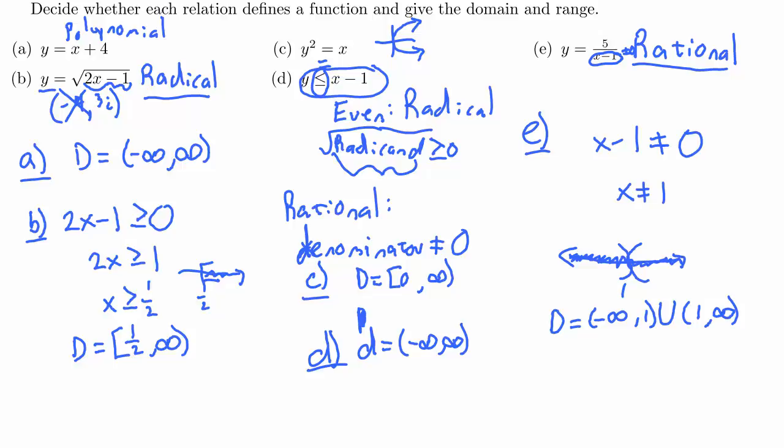I will talk about the range real quick. I'm not going to do much with the range because we'll come back to it later on. On A, because it's a line, it is negative infinity to infinity. B, because it's a radical, it starts at 0 and goes up to infinity. We'll come back to why later on. It'll be in section 7.